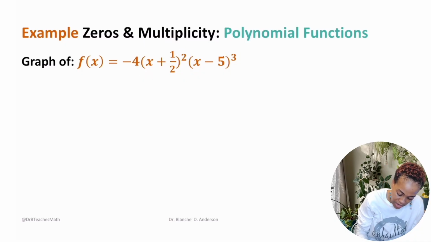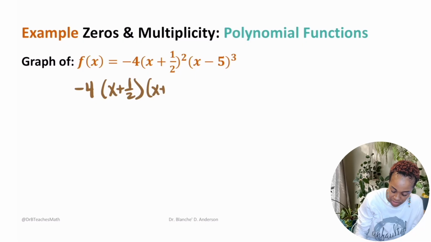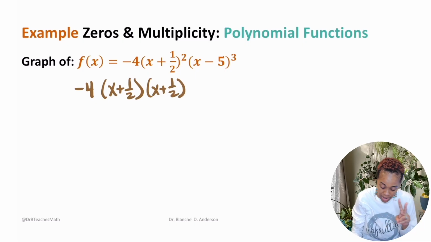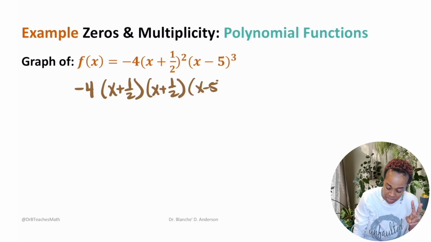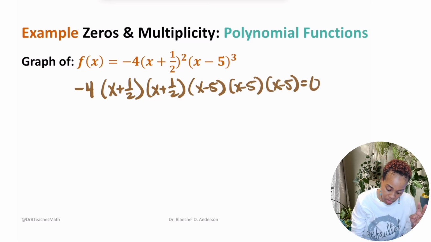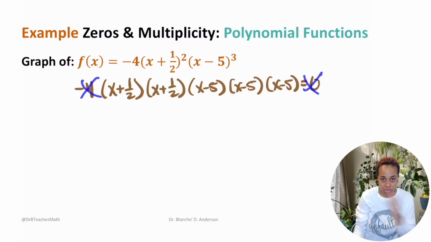So if I were to rewrite this, it would be negative 4, and then you'd have x plus 1/2, and then another x plus 1/2 because it had 2 of them, right? And then this one is 3 times. And set that equal to 0. Okay, so that's what that means. Then of course negative 4 cannot be equal to 0, so that drops off.